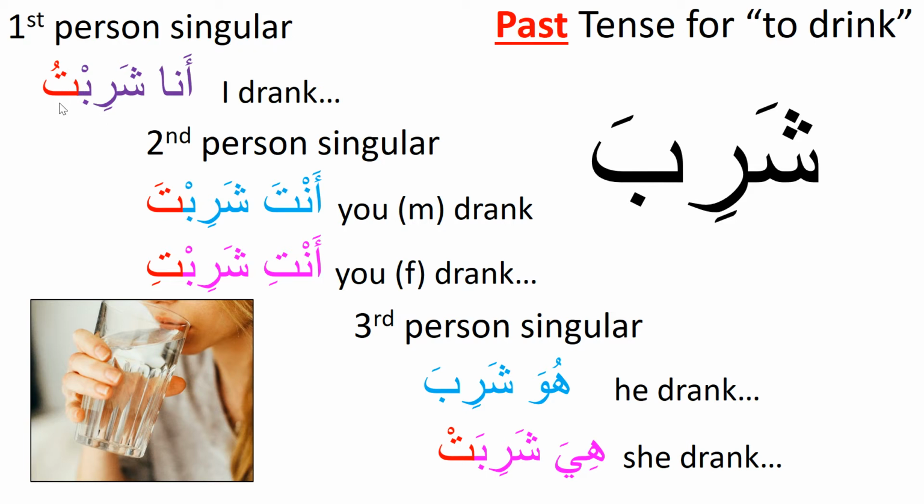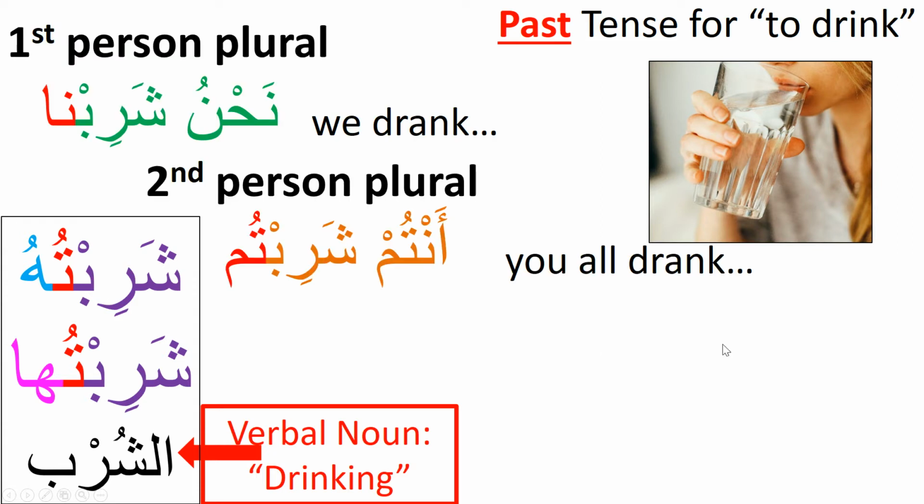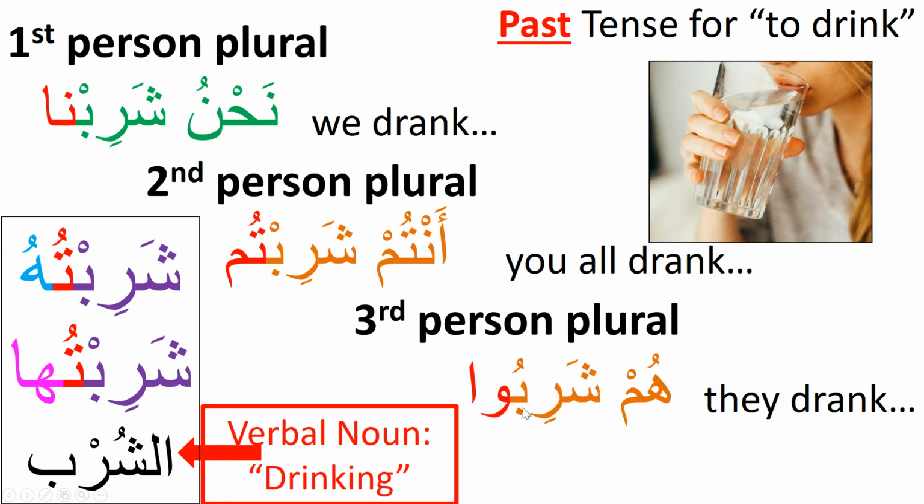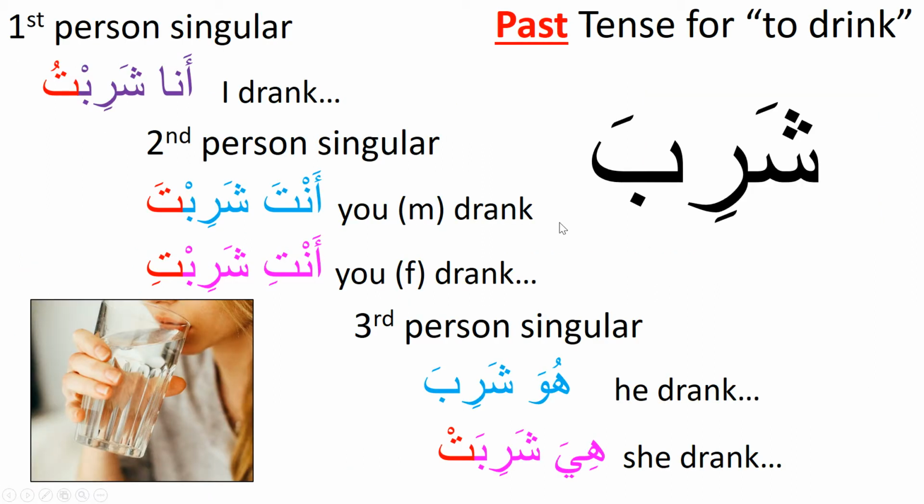So using this ta at the end of all of our verbs for the singular forms, and then using our na, our tum, and our u suffixes at the end of our plural conjugations. So let's read together, work on our pronunciation for conjugating the verb to drink in past tense.